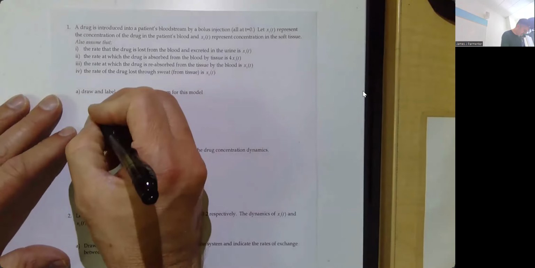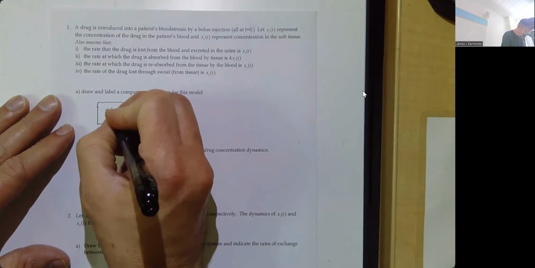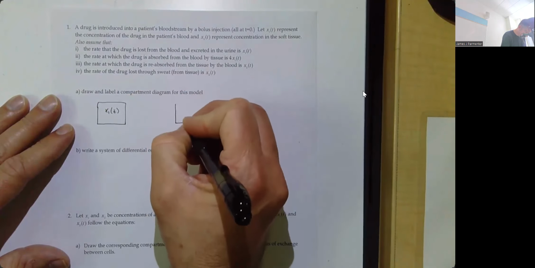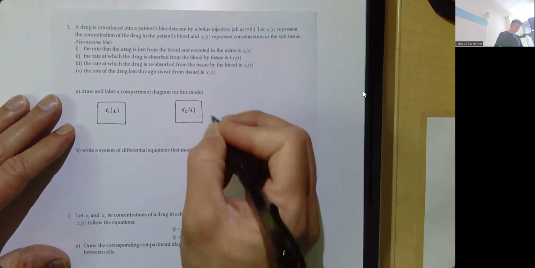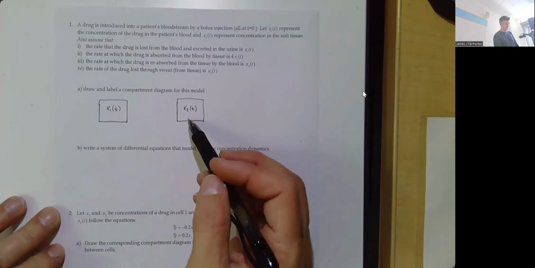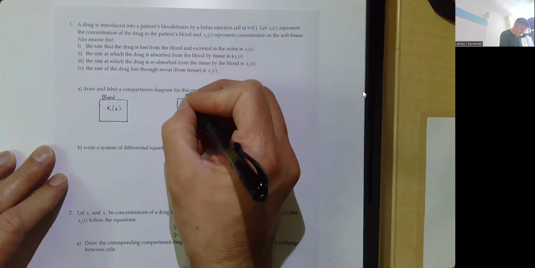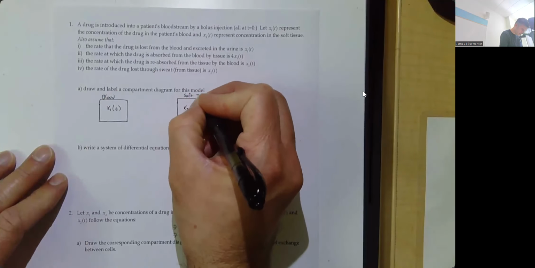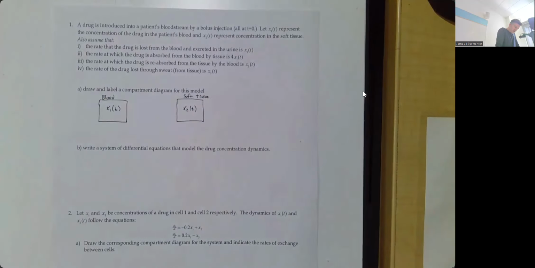meaning we're going to have little boxes, and that's going to be X1 of t, and over here, X2 of t. And again, X1 is what's in the blood, X2 is what's in the soft tissue. So blood, soft tissue. Then we have to assume a few things.